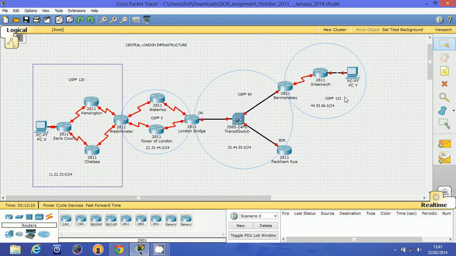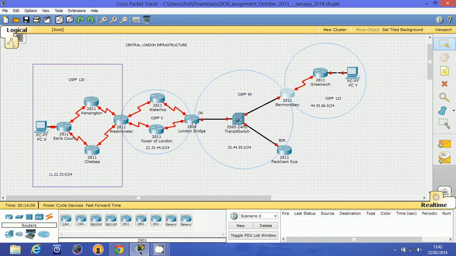In order to get central routing information from area 0, this area, in this case area 123, needs a virtual link created between these two area border routers. It's not directly connected, it's not physically connected. It will be connected by configuring. That's why it's called a virtual link.